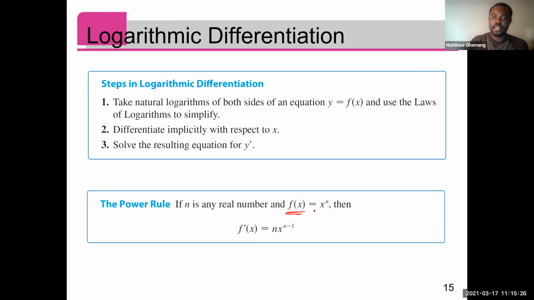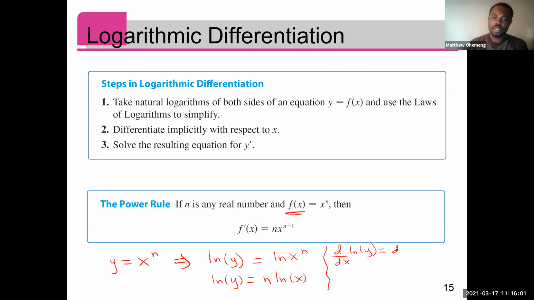Suppose you have f of x equal to x to the power n, and you've forgotten the power rule. I know the power rule is straightforward, but suppose you forgot it. You have y equal to x to the power n, and you ask, how do I get this derivative? Well, I can apply logarithmic differentiation here. If I take the ln of y, and ln of x to the power n, I get ln of y equal to n times ln of x. Then I take d over dx of ln of y, equal to d over dx of n ln of x. What are you getting?